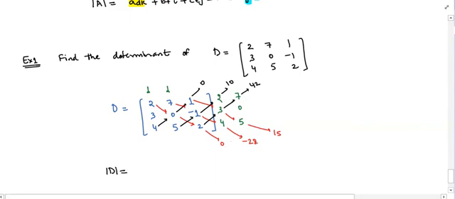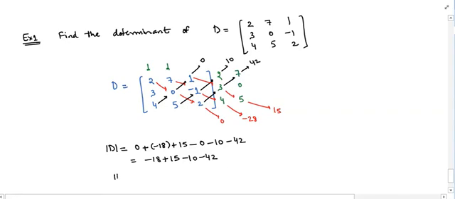So the determinant of D will be the elements in the downward direction added: 0 plus minus 28 plus 15. Those going upward will be subtracted: minus 0, minus minus 10, minus 42. So when you simplify, you will get a negative number. Yes, it is possible to get the determinant as a negative number. So we will get minus 55. So this is how we find the determinant of a 3 by 3 matrix.